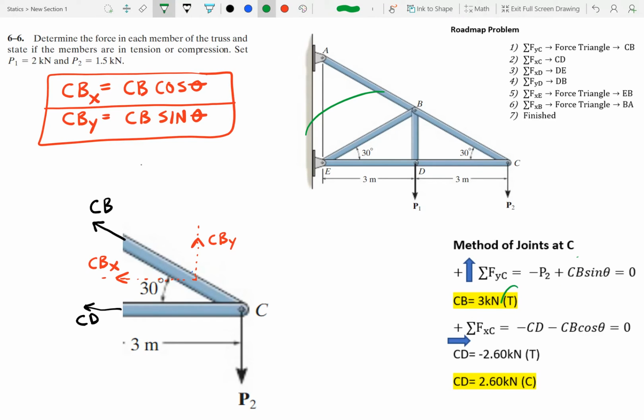So if you notice, we got a positive value here. So what does that mean? That means that we selected the right direction. So this member is in tension, for sure. Okay? So we selected the right direction there. So we're going to go ahead and put a tension here, and then we solved it here.